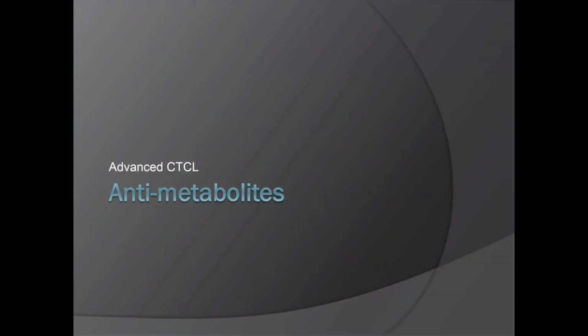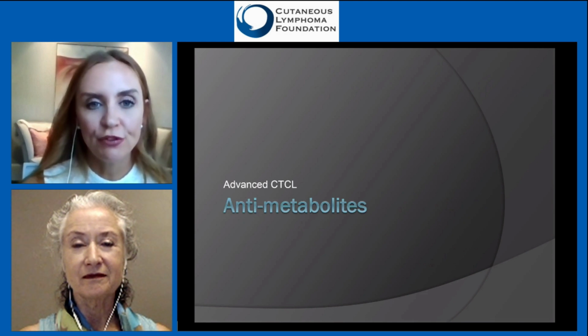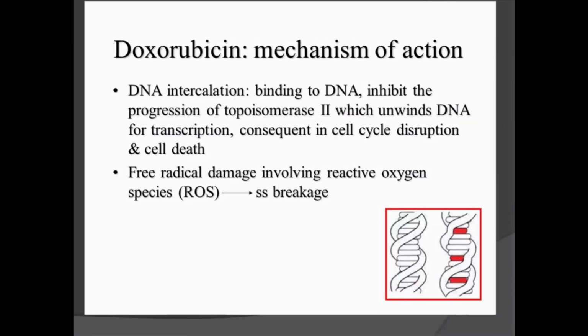All right, moving on to a class of drugs called antimetabolites. These are drugs that interrupt cellular cycling or cellular proliferation in malignant cells. The first drug is Doxorubicin, and the way that it works is it jams itself in between the double helix of DNA, and it essentially causes the cells to break open. It causes cellular damage and they die.